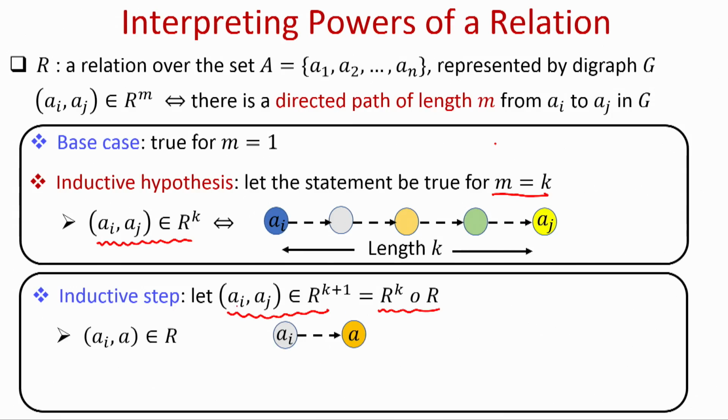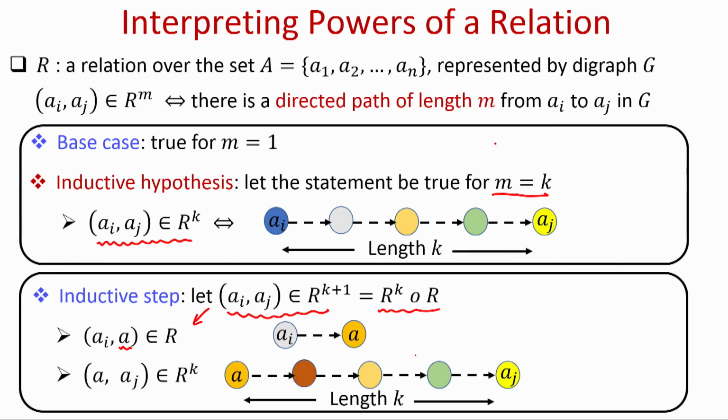Now, when can it be possible that ai is related to aj in the k plus 1th power of the relation? That is possible only if the following two conditions hold. There should be some element a such that ai is related to a, and that element a should be related to aj. Then only I can say that ai is related to aj in the k plus 1th power of the relation.